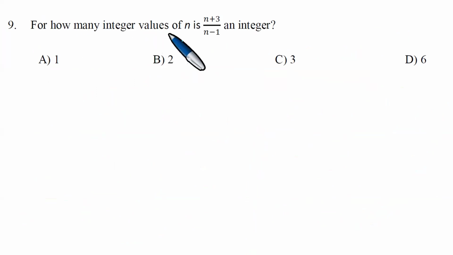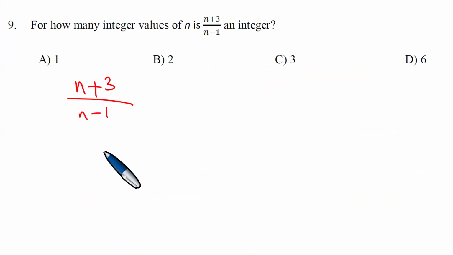For how many integer values of n is this an integer? Now they've given us n plus 3 divided by n minus 1. For how many integer values of n is this an integer? They are saying this is an integer for some values of n, but for how many values of n will this be an integer? So there are those values of n for which this is going to be an integer. But how many integer values of n?